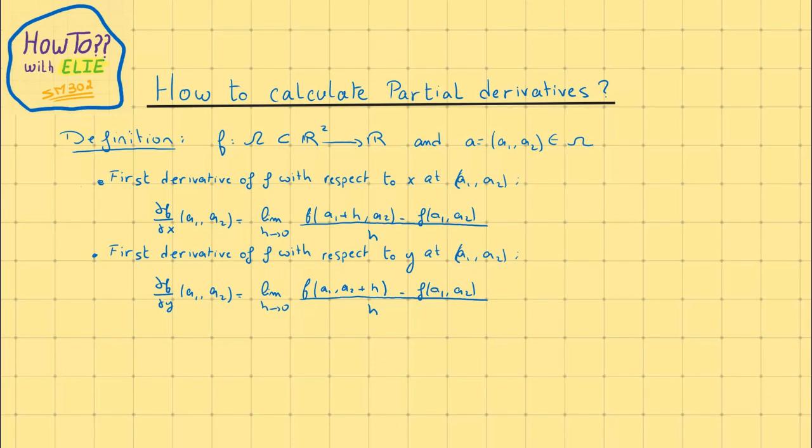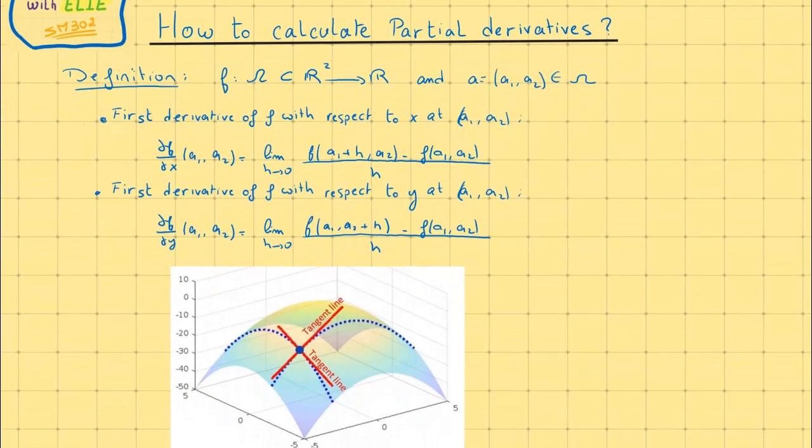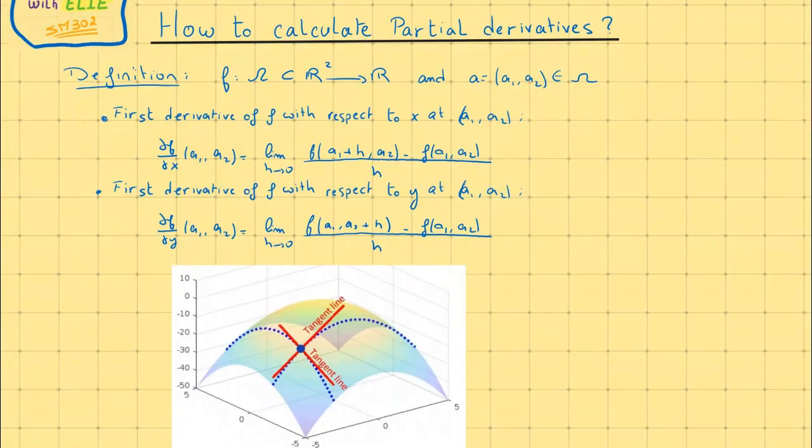So geometrically speaking or graphically speaking, the existence of the two partial derivatives with respect to x and y is equivalent to the existence of two tangents in two directions, so the x direction and the y direction. So if these two tangents exist in these two directions, then the partial derivatives exist.